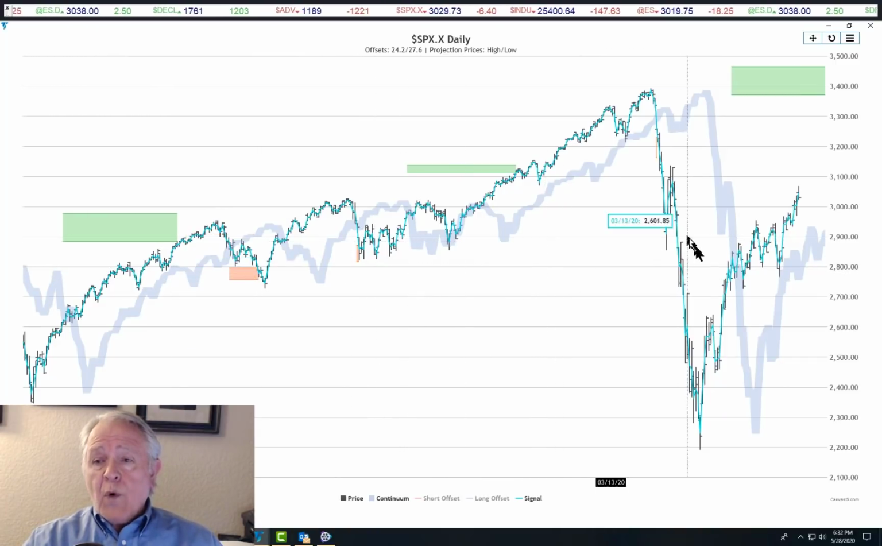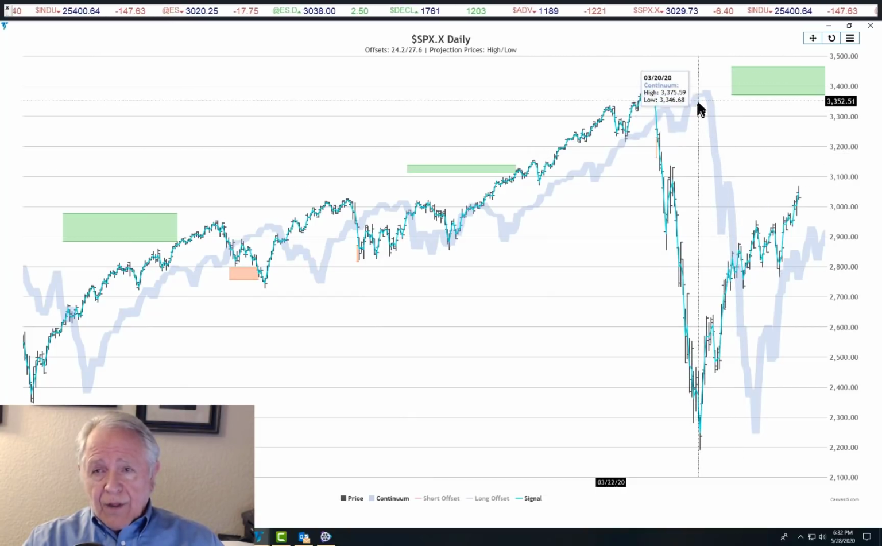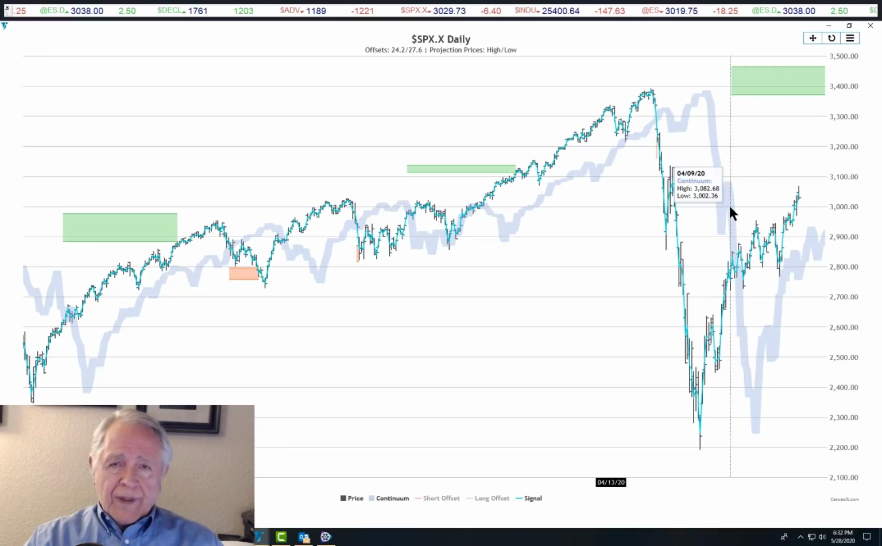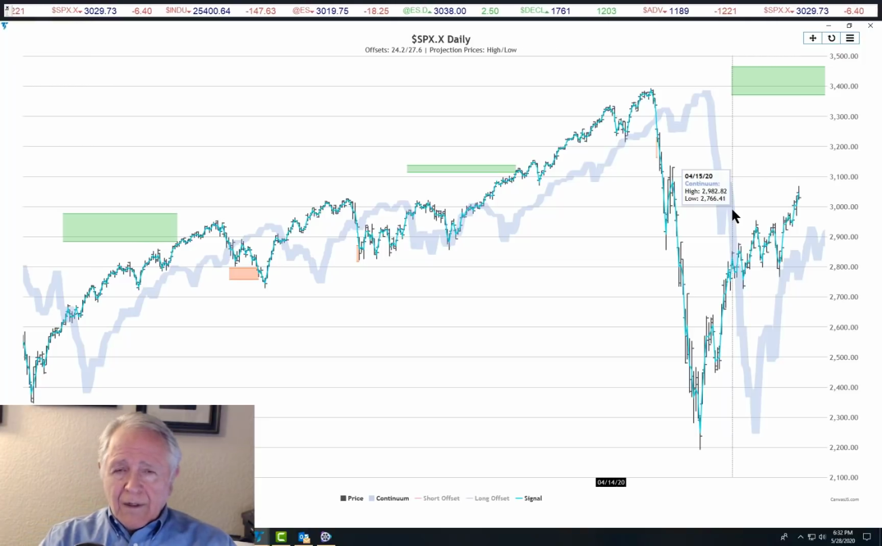Okay, let's look at this a little bit. First of all, be aware that this 5-week offset, and again, the gray area is what I call a continuum, has nothing to do with the original Hurst work. I shouldn't say has nothing to do with it. Has a lot to do with it, but it's the Peter Eliades derivative of the Hurst work. And it's worked very nicely.